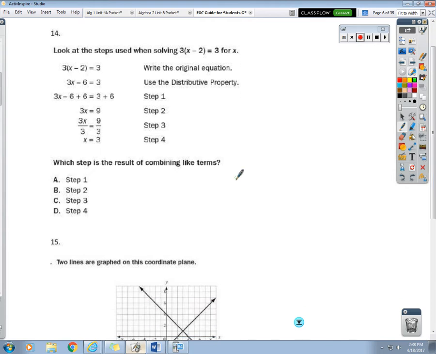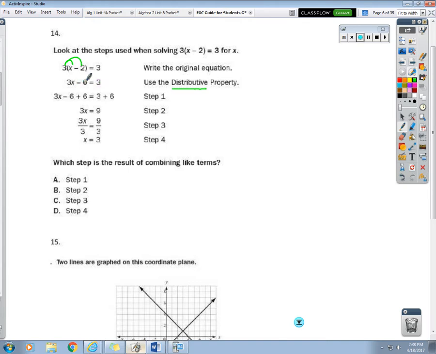Look at the steps used when solving 3 parentheses x minus 2 parentheses equals 3 for x. The first thing they do is just write the original equation. They just rewrite it. Well, if you were looking at a problem like this and asked to solve, what would you do first? Right, and isn't that what they did? 3 times x minus 2 became 3x minus 6. And they even wrote over here what they did, distribute. Then, if you're now looking at a problem like this, what would you do next?